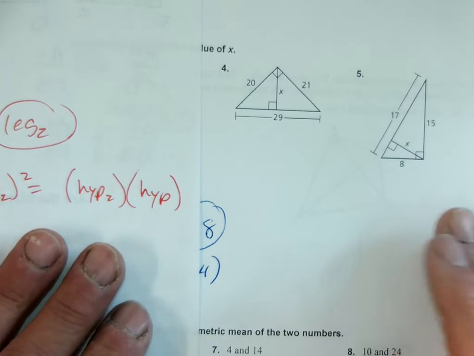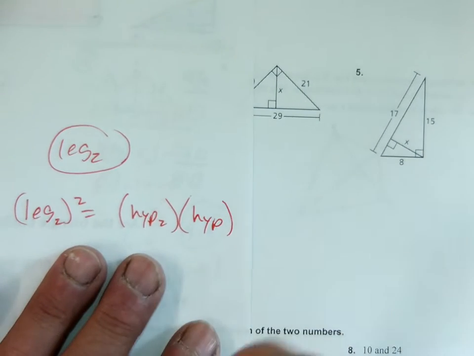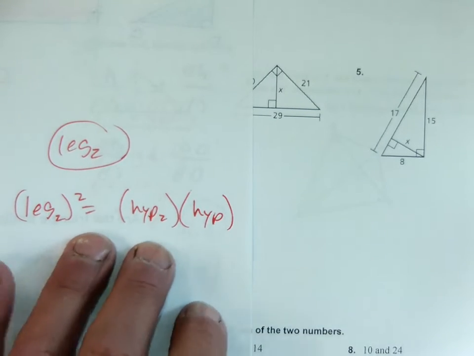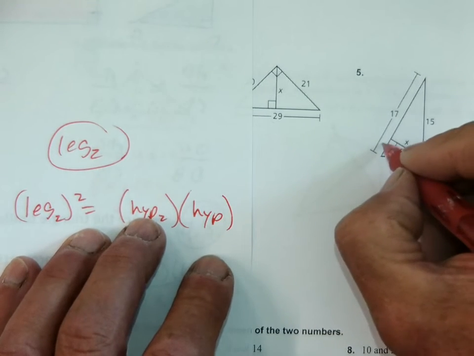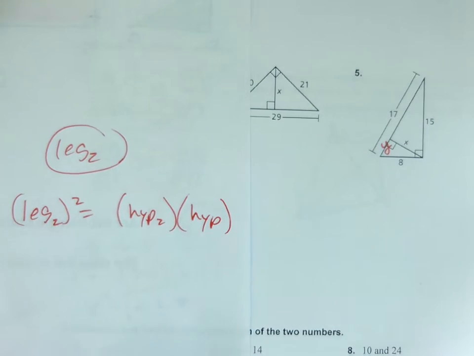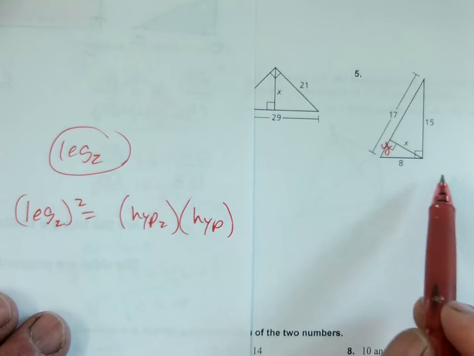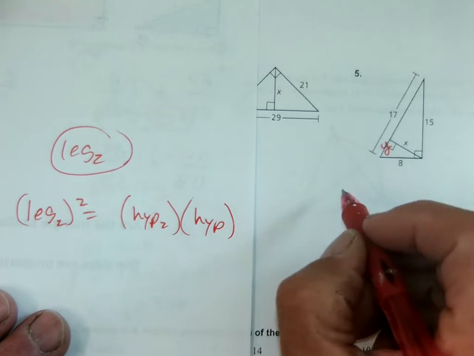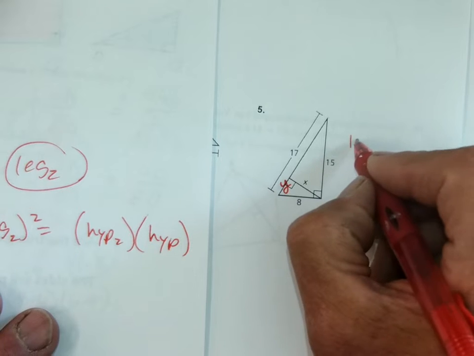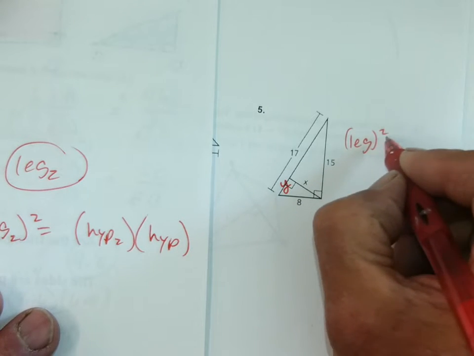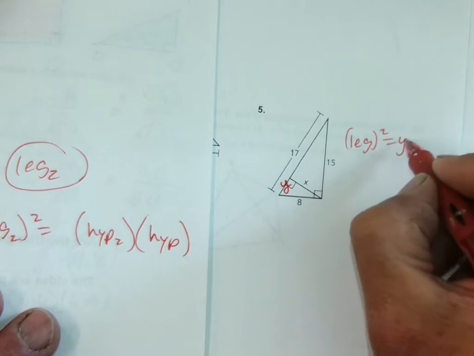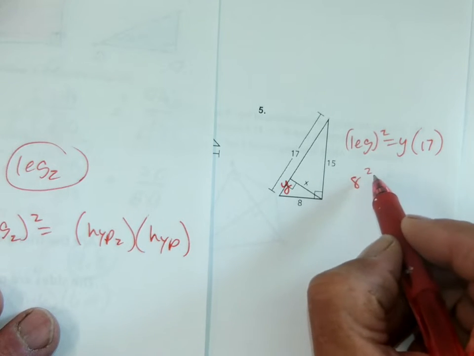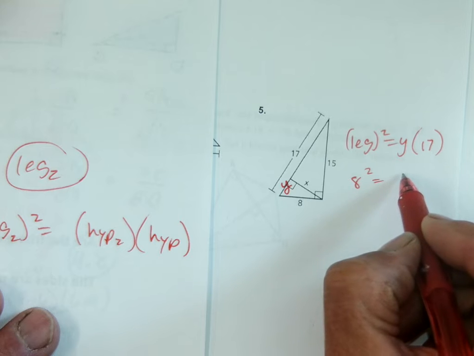So Scott, which leg do you want to use, 15 or 8? Let's use 8. 8 it is. If that's the 8, then let's call this the y, which is the piece attached. The formula is leg squared equals the part attached times the entire hypotenuse. Leg squared, so it's 8 squared equals y times 17, or 17y.